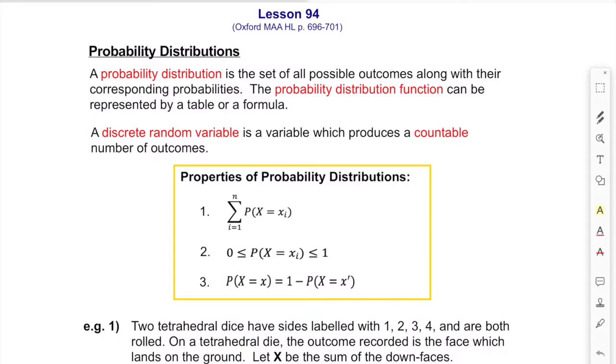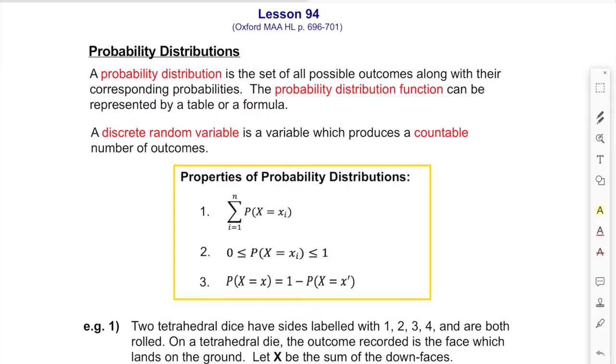We're going to focus on discrete random variables, meaning that these variables represent quantities that are countable, that involve counting numbers like 0, 1, 2, 3, and 4 with no decimals involved.